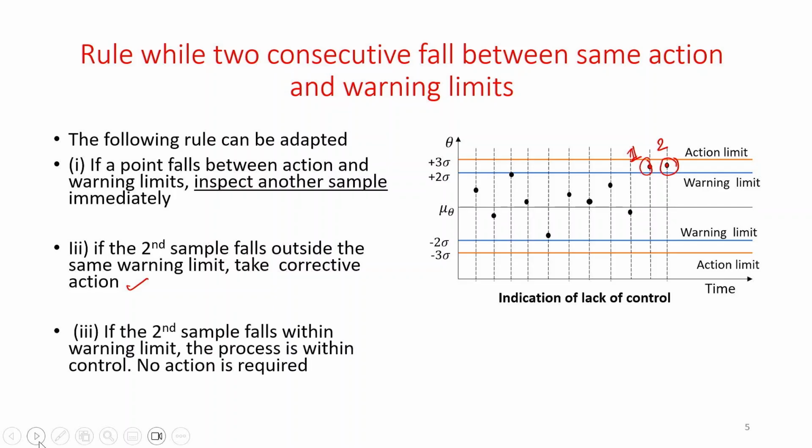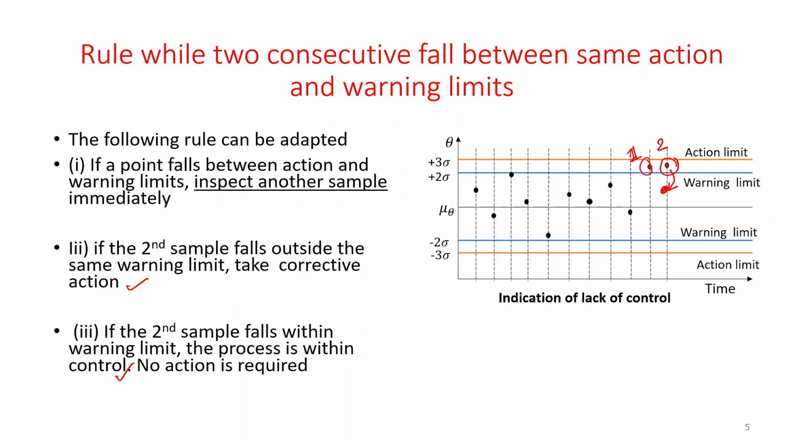And then if the second sample falls within warning limit, the process is within control. But if I take the second sample and find that this point is not between warning and action limit, but is somewhere here, suppose this point is here, in that case, we will make the conclusion that the process is within control.